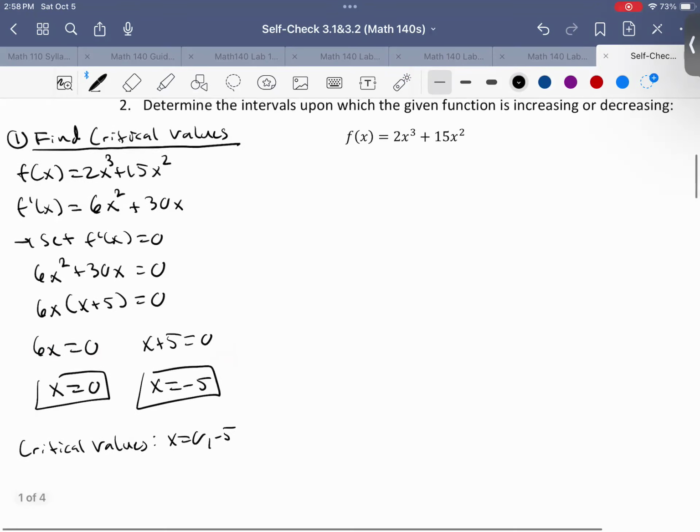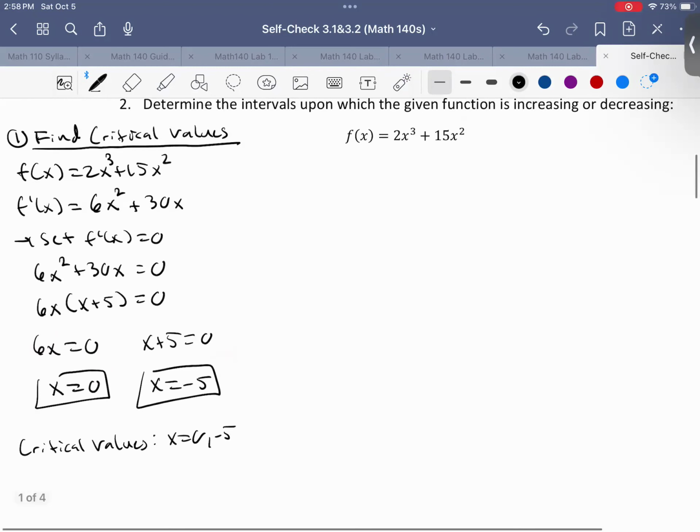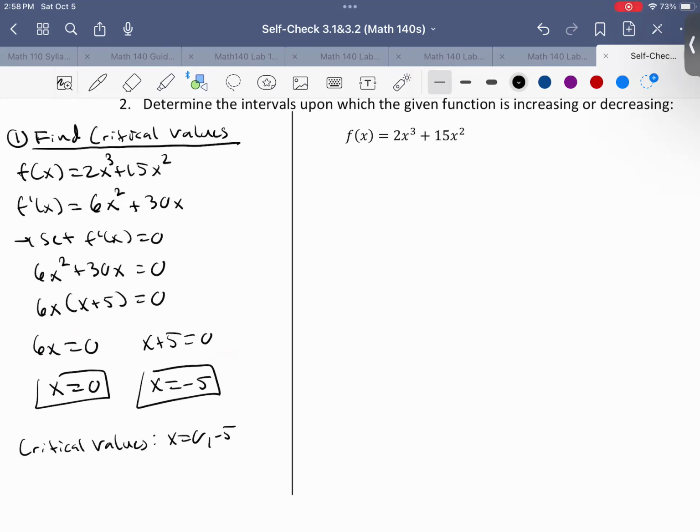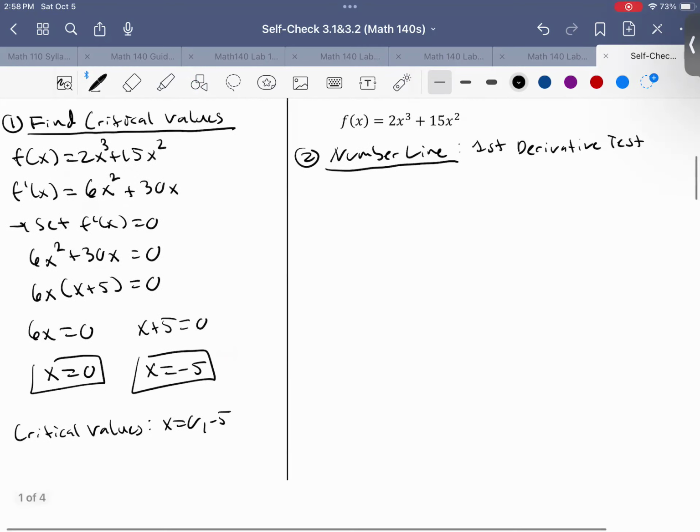Okay, so that's my first part. The second part is where I need to determine where it's increasing or decreasing. And this is when I need to have a number line. So step 2 is number line using the first derivative test.